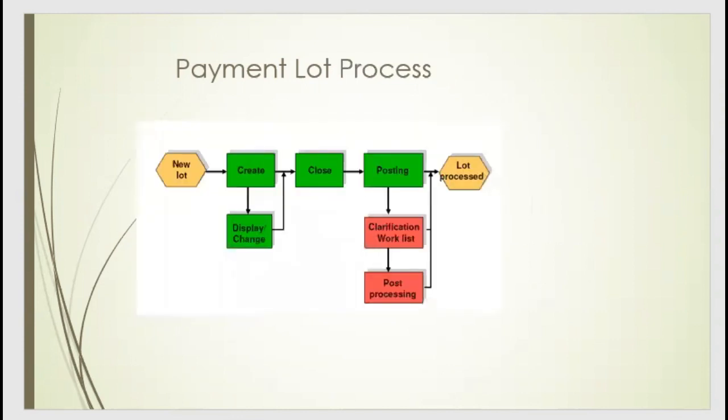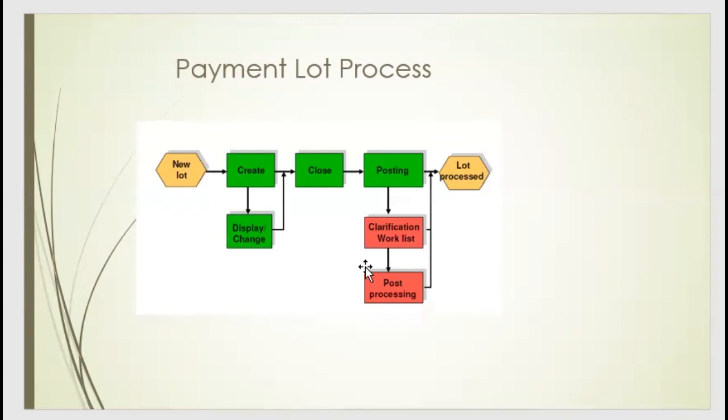Okay. So payment lots actually come to the utility company from various sources. It may be from a cash desk, it may be from a third party, it may be from a post office, or whatever the utility collection points are. From all these, we are collecting money and we post them into a payment lot. So how to do that? Create the payment lot, display the details, then close the payment lot by posting them.